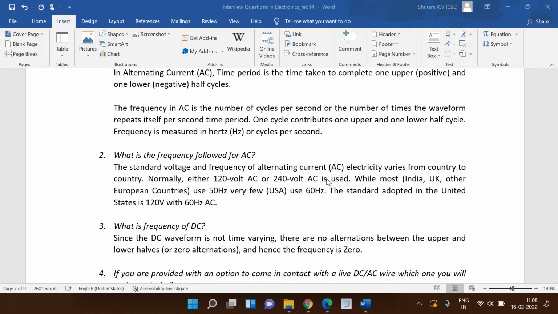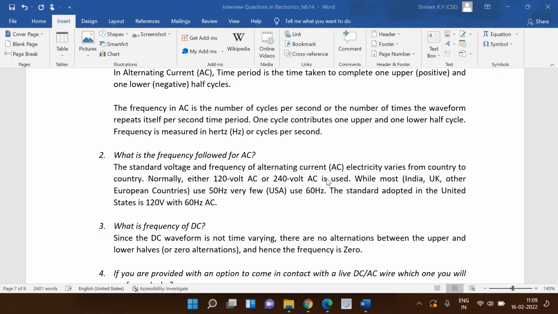While most of the countries like India, UK and other European countries use 50 Hz, some of the countries like USA use 60 Hz. The standard adopted voltage in United States is 120 volts plus 60 Hz AC. Remember it, this is an important question. This is actually country dependent.